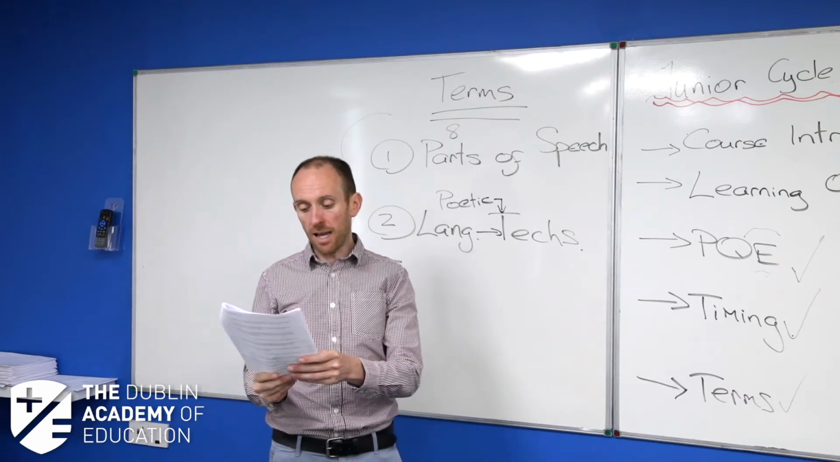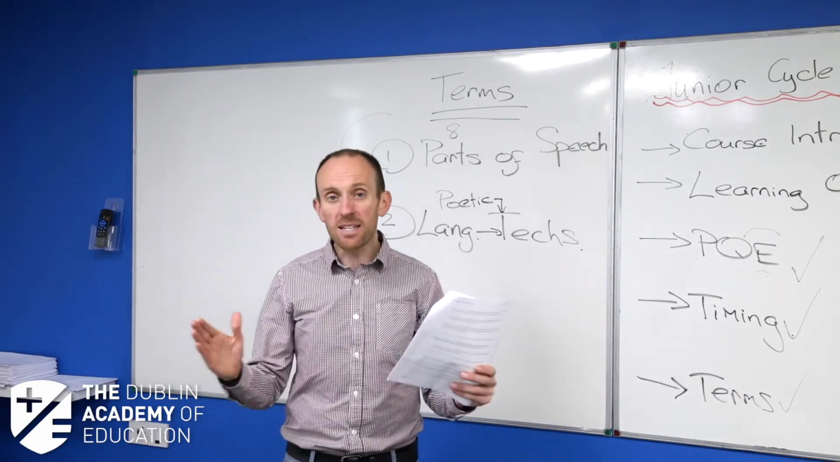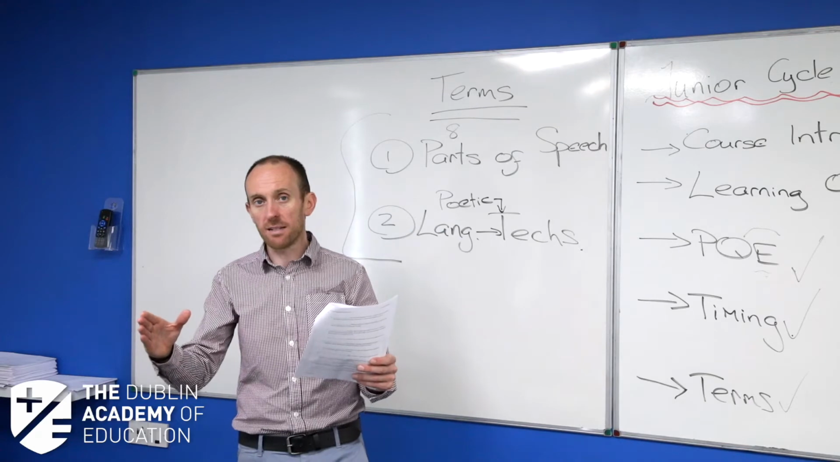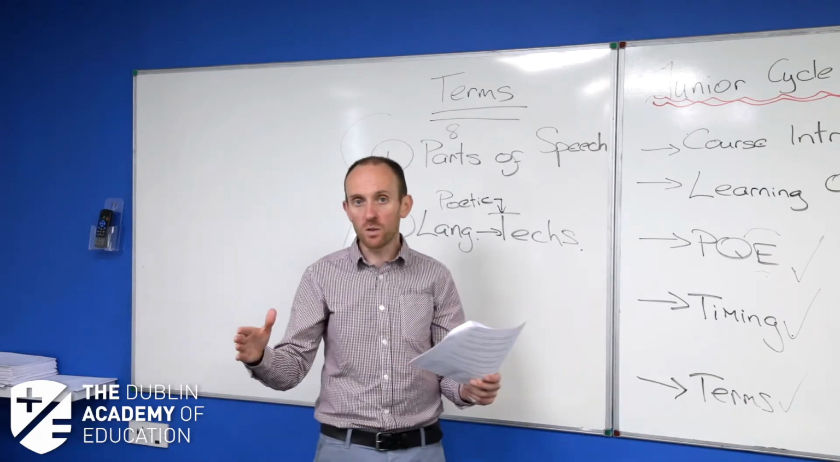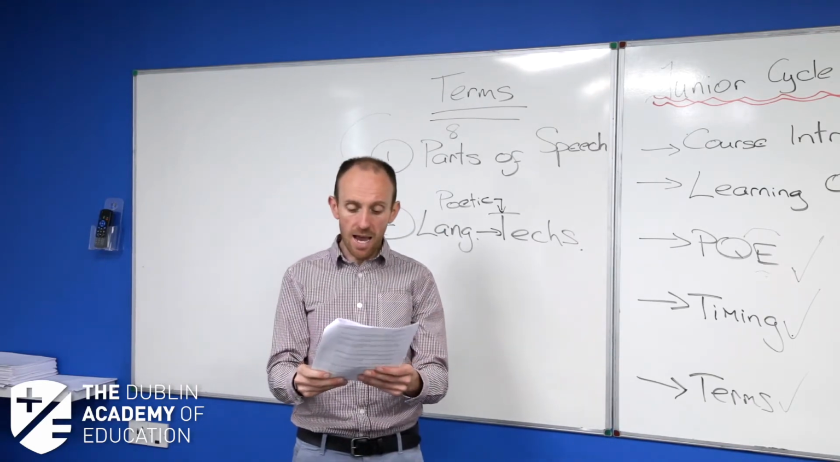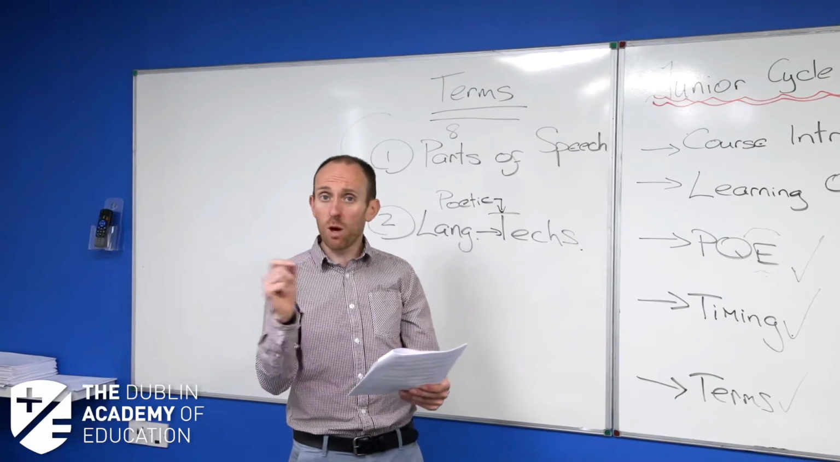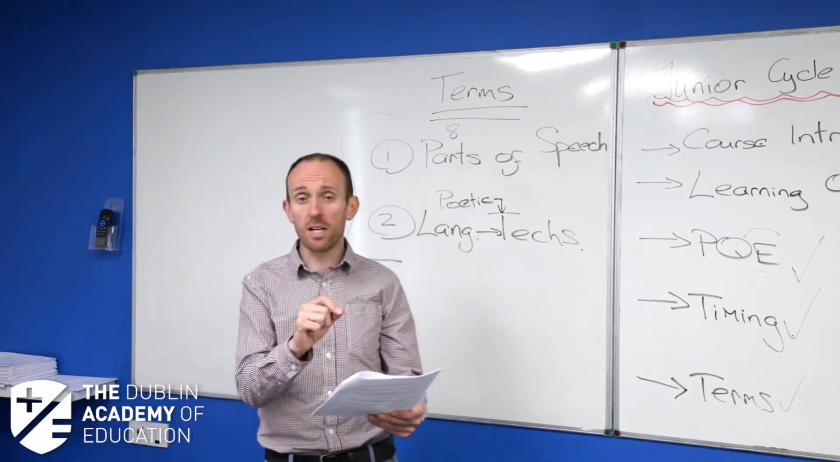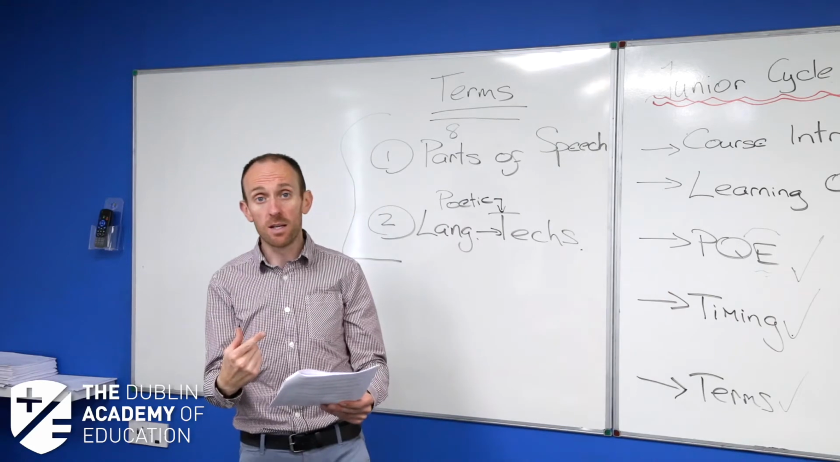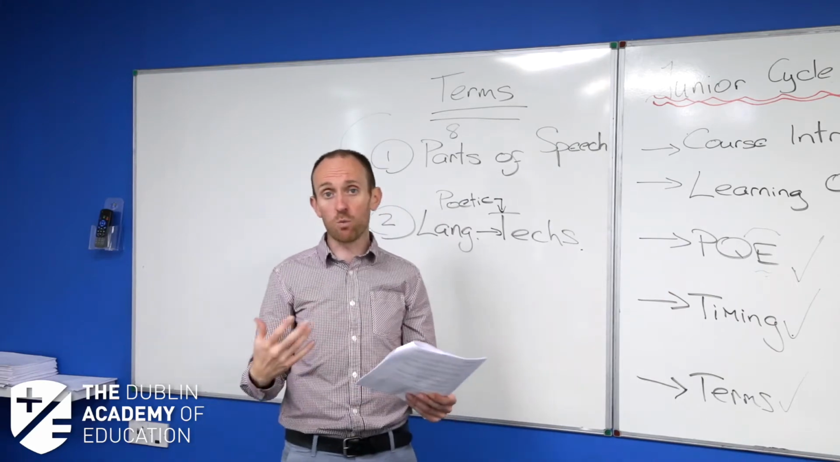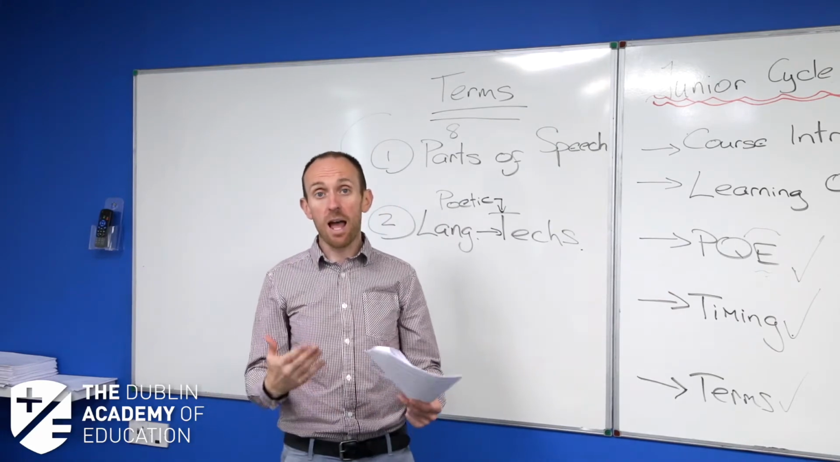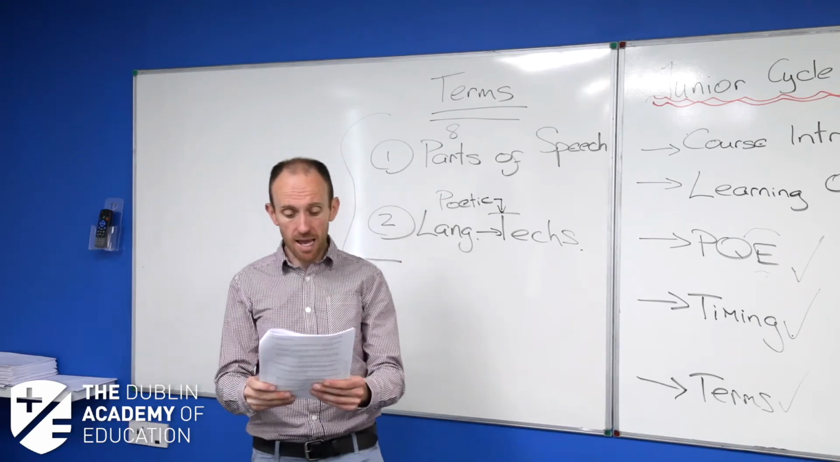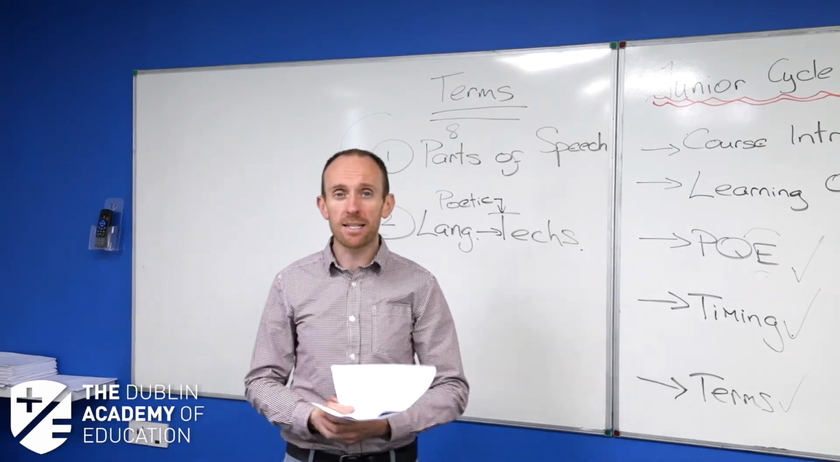A-L-L-I-T-E-R-A-T-I-O-N. It has to be in words close to each other in a sentence. The next one is about vowels. When we've got vowel sounds in words close to each other, we have assonance. A-S-S-O-N-A-N-C-E, assonance.